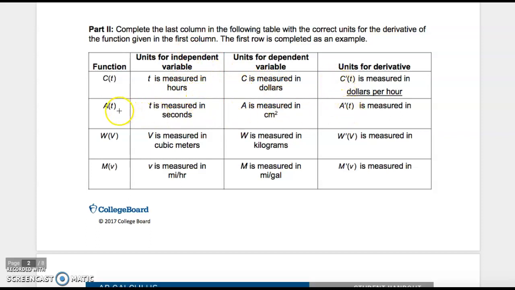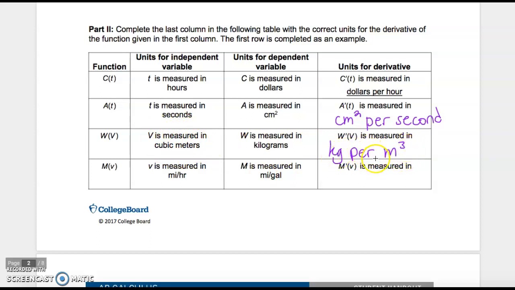So if I'm looking at my next function, t is measured in seconds and a is measured in centimeters squared. So my derivative, my rate, would be measured in centimeters squared per second. My dependent variable per my independent variable. The W of V, well, W is measured in kilograms, so that's my dependent variable, so kilograms per my independent variable, cubic meters, which is a little bit weird for us.